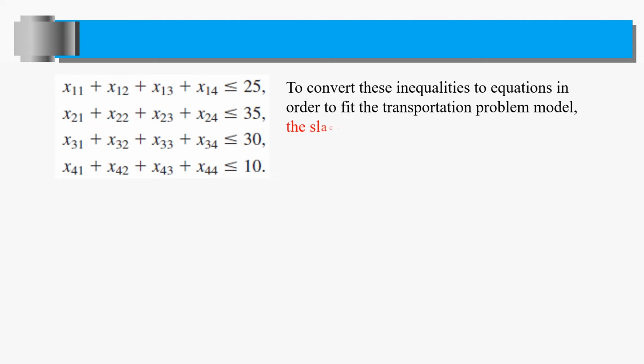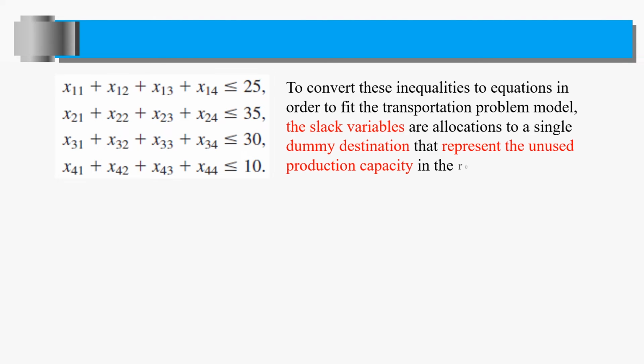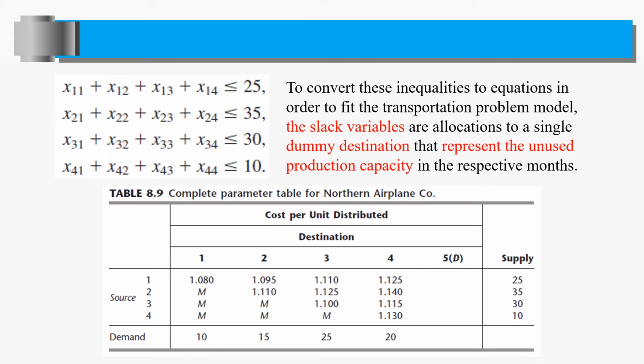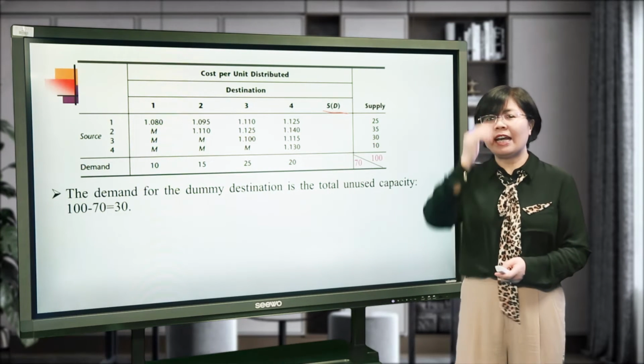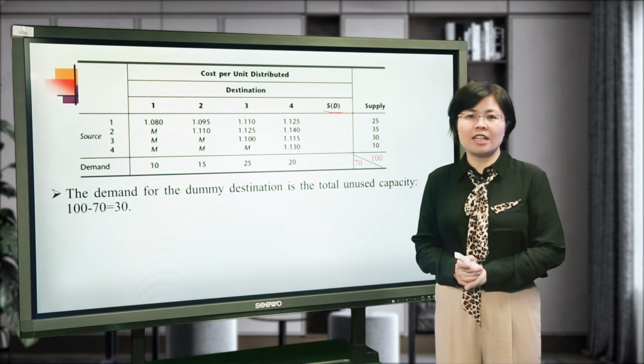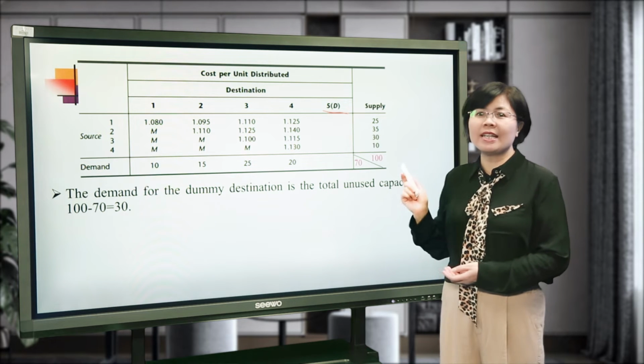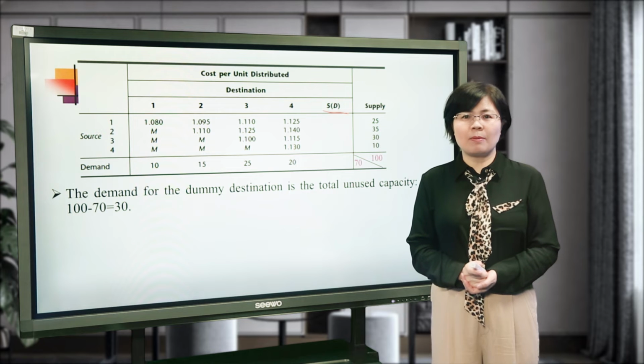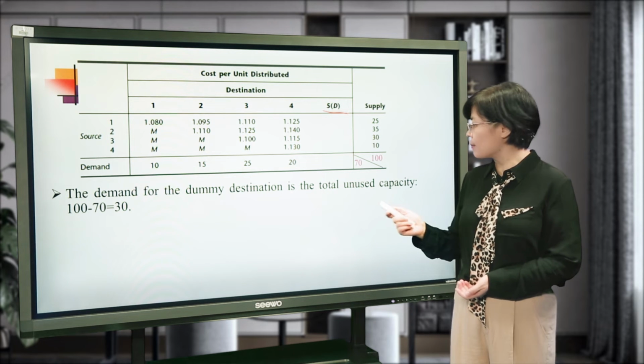Okay, to convert these inequalities to equations in order to fit the transportation problem model, the slack variables are allocations to a single dummy destination and represent the unused production capacity in the respective months. Here, we add a dummy destination. It represents the unused production capacity in the respective months.